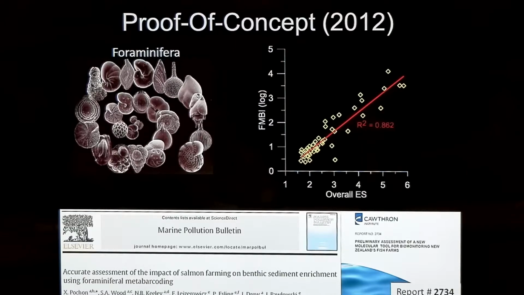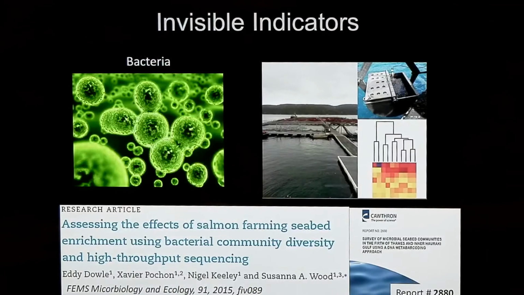We went further than that and started to look at other organisms, in this case, bacterial communities. Bacteria are amazing. They turned out to be even better indicators of rapid environmental change, both in fish farms as well as under mussel farms in the Firth of Thames.